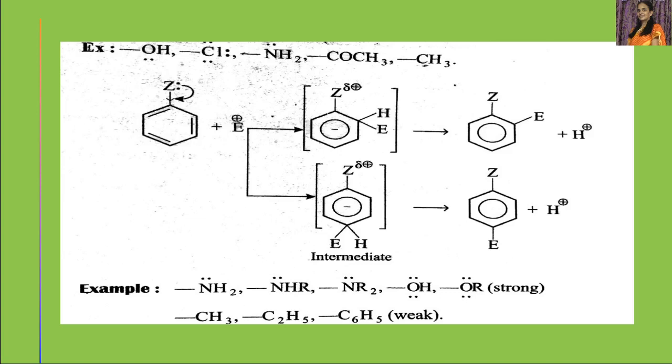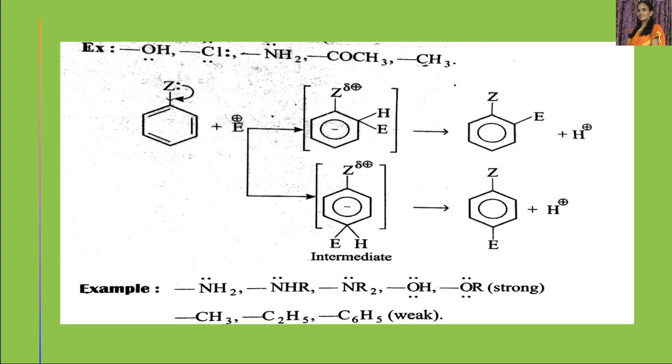A negative charge will be generated on this carbon. When there is a negative charge present on the carbon, the electrophile goes and attacks that particular position only. The electrophile has to go to that particular position only. And let us see the negative charge on the other positions also.